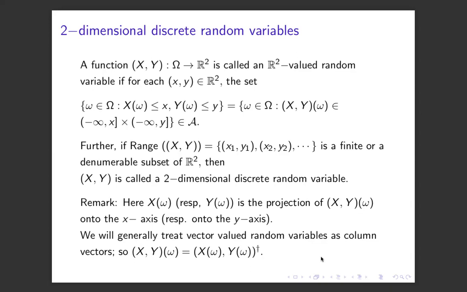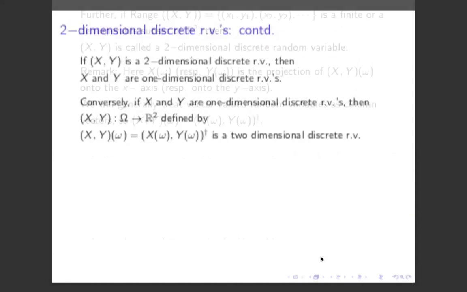Sir, I have a question. If (X, Y) is an R2 valued discrete random variable, then can we say that the projections of (X, Y), that is X(omega) and Y(omega), will be one-dimensional discrete random variables? That's an exercise for you. Yes, you can say that. And also a sort of converse holds. Yes. Okay, so that will be one-dimensional, then two-dimensional. I have asked that question.